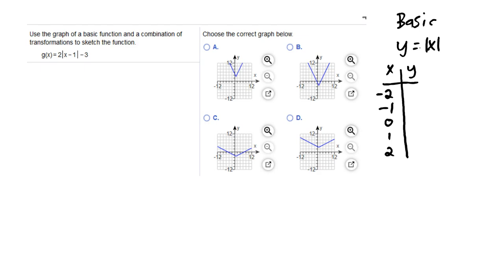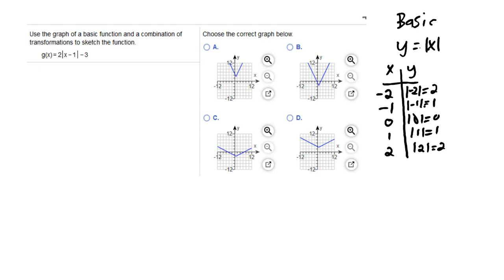I'm going to substitute these values into the absolute value of x. Absolute value of -2 is +2. Absolute value is distance from 0, so that distance is always going to come out positive or 0. Absolute value of -1 is +1. Absolute value of 0 is 0. Absolute value of 1 is 1. Absolute value of 2 is 2.